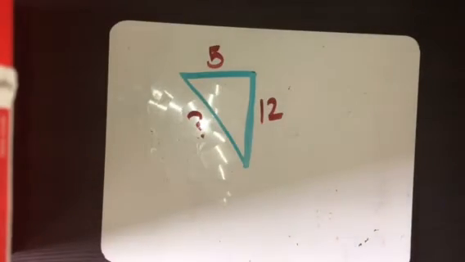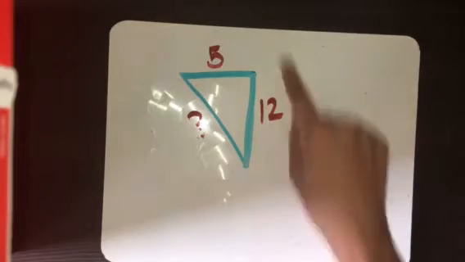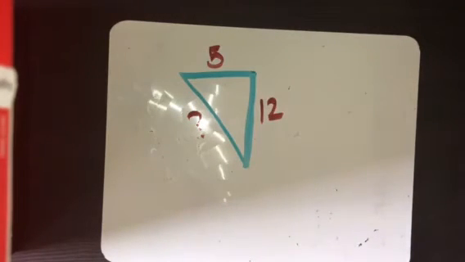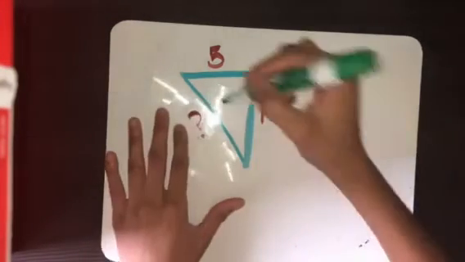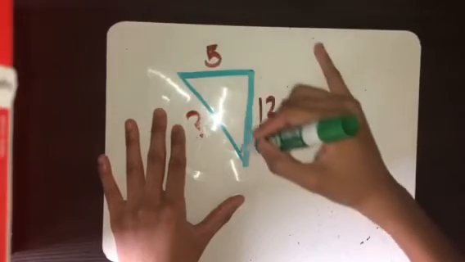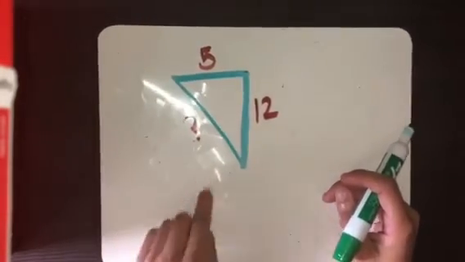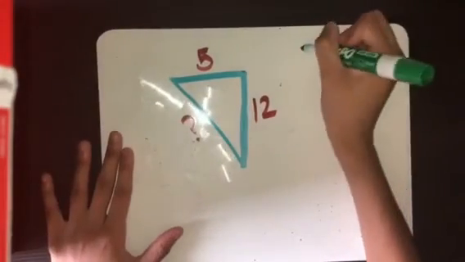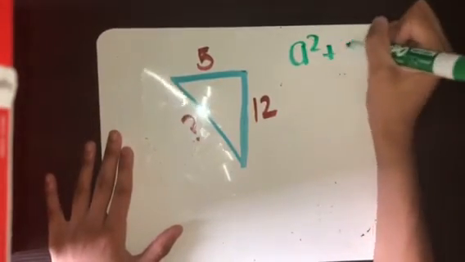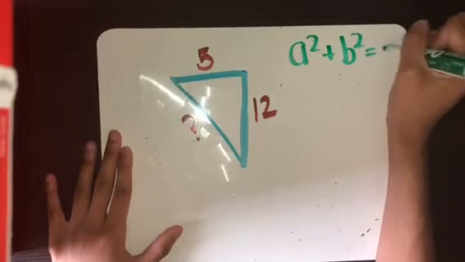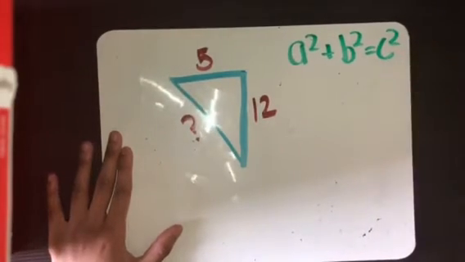So remember, what do we have? What do we know? Do we know our legs? Do we know our hypotenuse? What do we know? All right, so yes, we know both of our legs. Remember, our C, our hypotenuse, is always that diagonal one, so we do not know C. So that is what we're solving for. So let's do A squared plus B squared is equal to C squared, and we're solving for that one, all right?